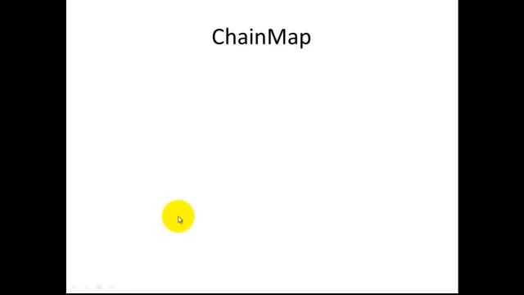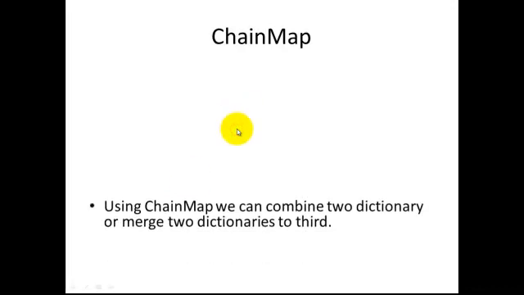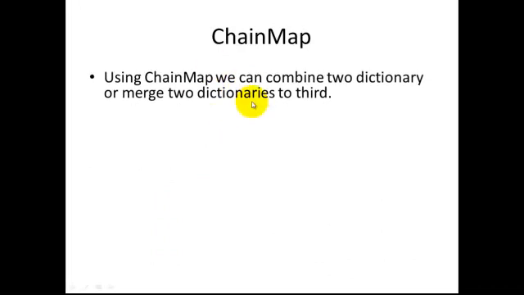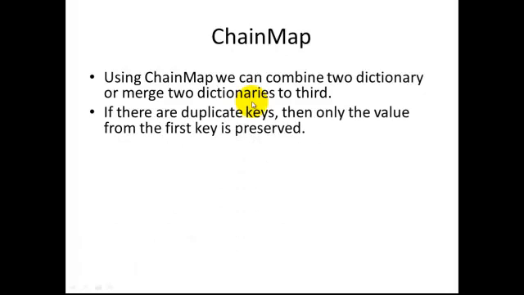Let us understand one more concept with reference to dictionary: chain mapping. Chain mapping is that feature where we can find the combination of two or more dictionaries that can be merged or added into a third one. If there are duplicate keys, only a single key is identified, from the first, preserved key but not the latest.